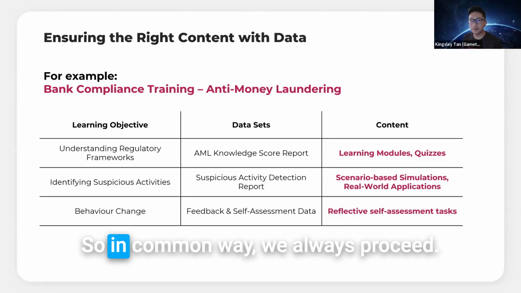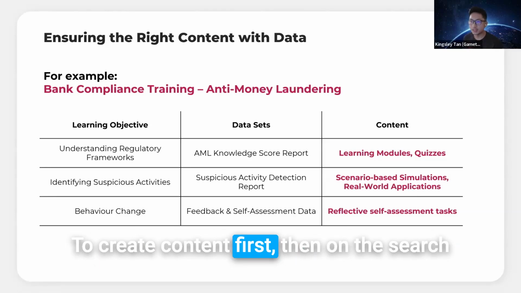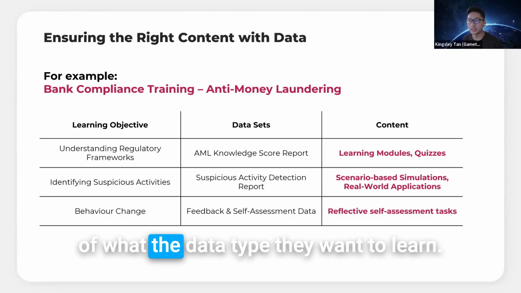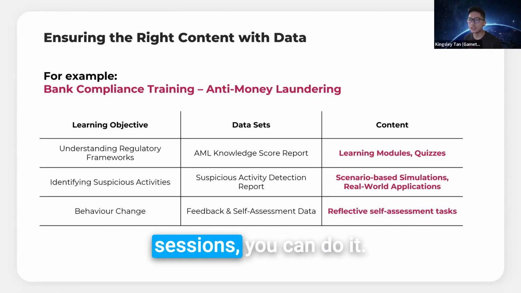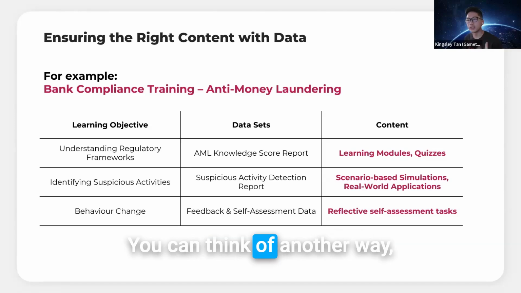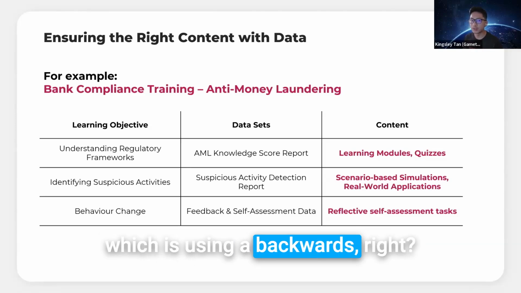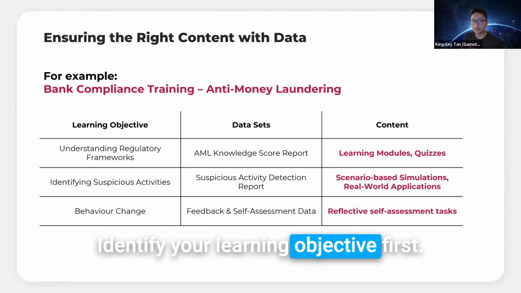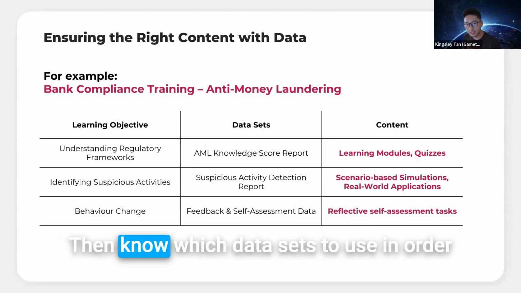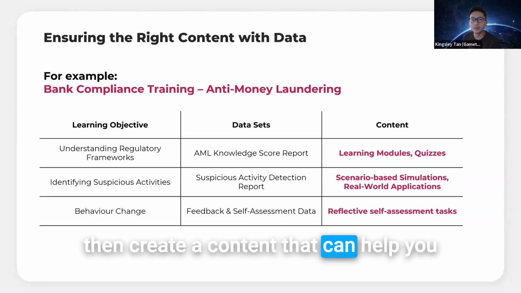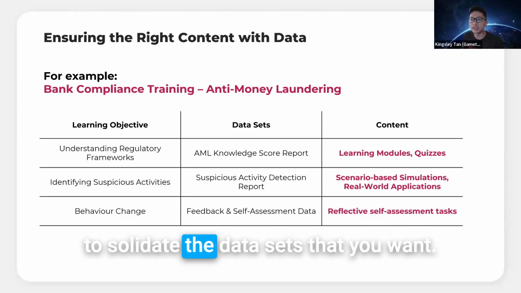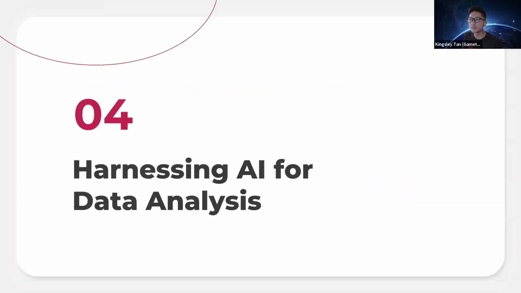So in the common way, we always proceed to create content first, and only then search for what data type we want to download. Now, I hope that in these sessions, you can think of another way, which is working backwards, right? Identify your learning objective first, then know which data sets to use in order to justify your learning objective, and then create content that can help you solidify the data sets that you want.